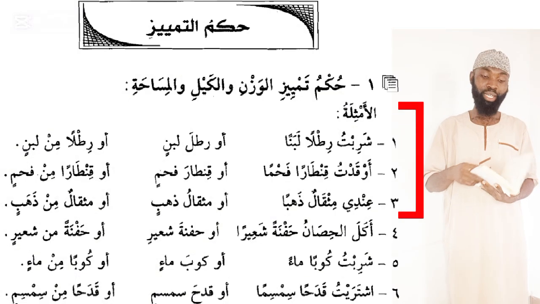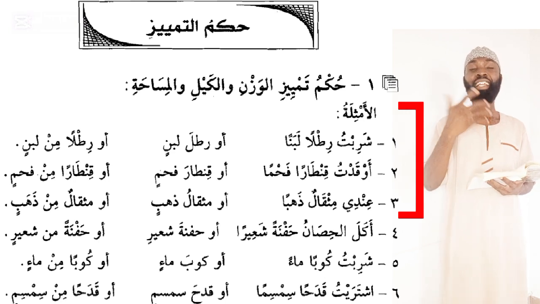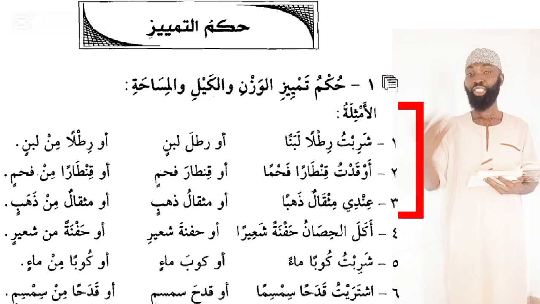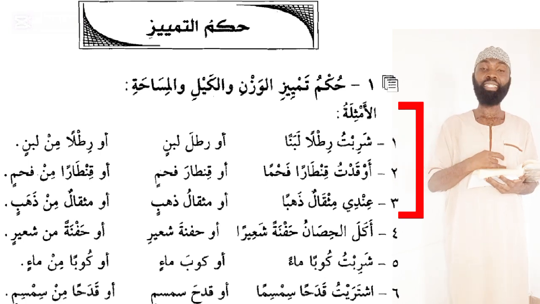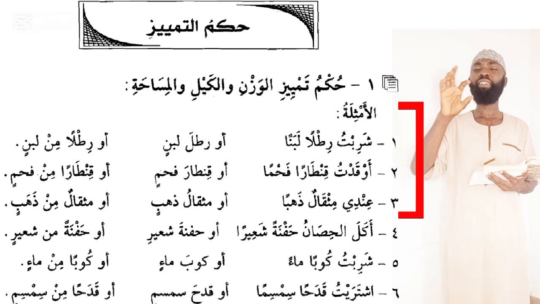Now coming back to our book An-Nahw al-Wadih, we have the topic Hukmu Tamyiz al-Wazni wal-Kayli wal-Misaha, the ruling guiding al-Wazn, which is measurement, al-Kayl, which is scaling or weighing, and al-Misaha, which is measurement in terms of length and distance. Now we have a lot of examples.